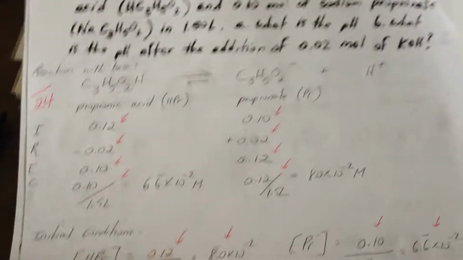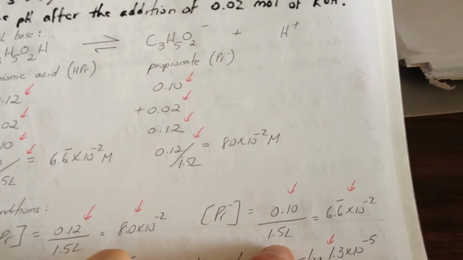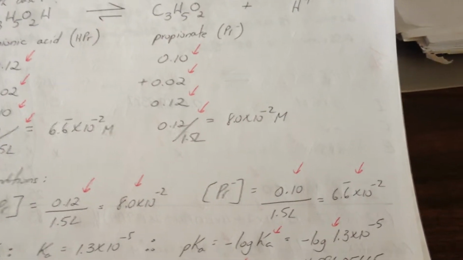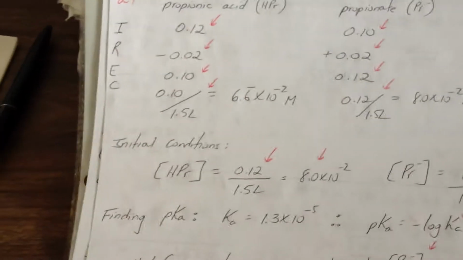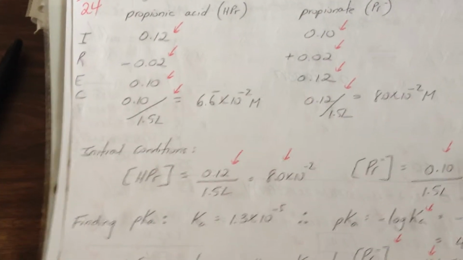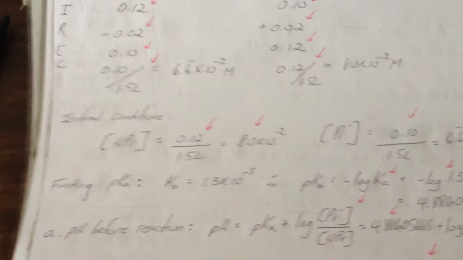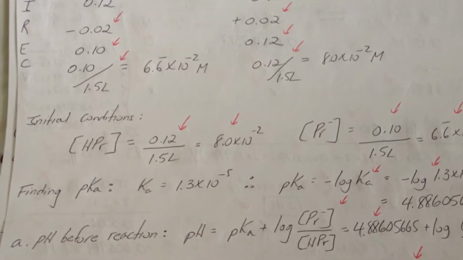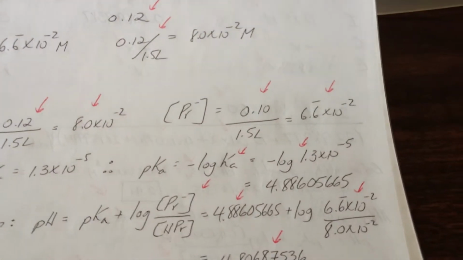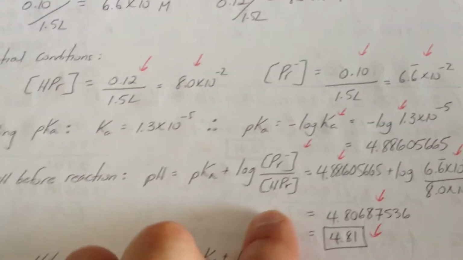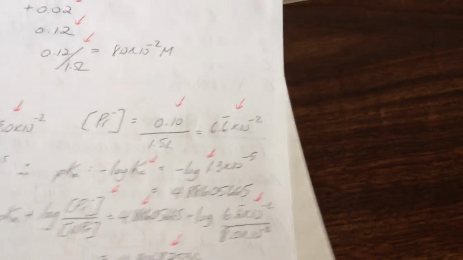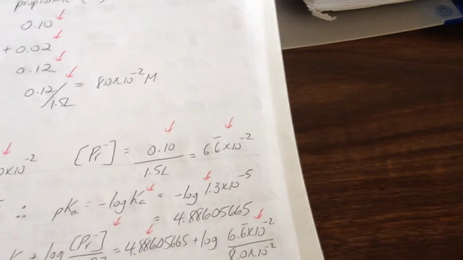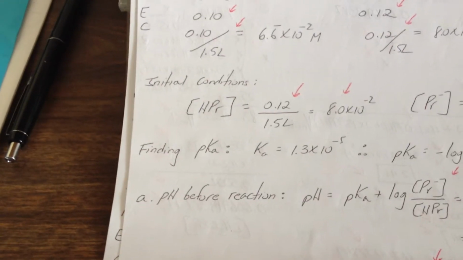We also calculate the initial conditions before the addition of base. The propionate concentration was 6.6 times 10 to the minus 2, and the propionic acid concentration was 8.0 times 10 to the minus 2. We then find the pKa of propionic acid by inserting it into the negative log of Ka, and that turns out to be 4.88. We plug those numbers all into the Henderson-Hasselbalch equation to find a pH of 4.81. That is before reaction with the base.